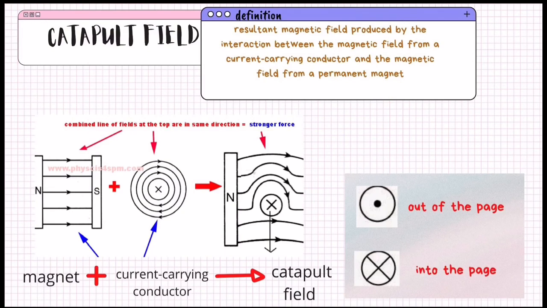The figure shows the catapult field formed when a current carrying conductor is in a magnetic field. So we know that the meaning of catapult field is a resultant magnetic field produced by the interaction between the magnetic field from a current carrying conductor and the magnetic field from a permanent magnet. The first symbol is for direction of current out of the plane of the paper, while the second symbol is for direction of current into the plane of the paper.